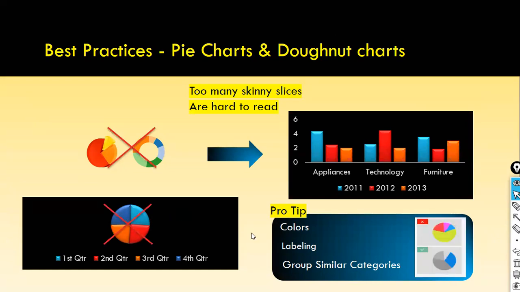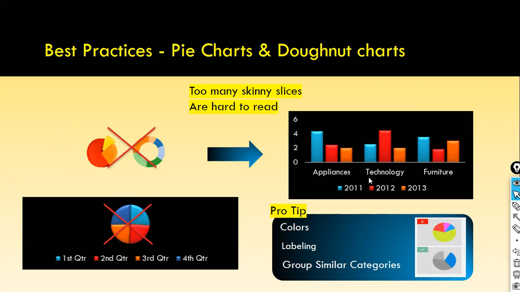And again, what are the best practices? The colors, the labeling, and grouping similar categories. Supposing you have multiple categories in a categorical column, if you use a pie chart or donut chart, it will be too cluttered. The alternative is to group all the categories that are similar, somewhat similar, so that category A, category B, category C, and the rest of them are grouped under Others. That is another way of doing it.